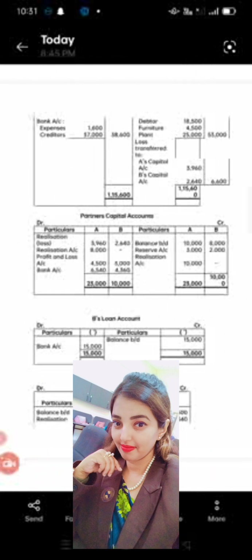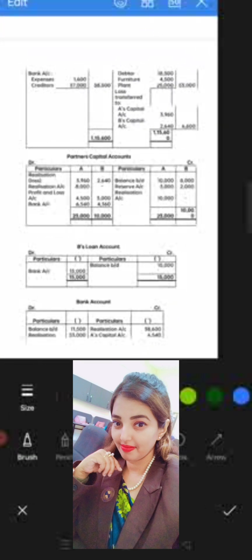Here, whatever is in the debit side you are going to take in the credit side, and whatever is in the credit side you are going to take in the debit side. Now, after taking all of it, when you settle all the amounts, you have to see which side is more, debit side or credit side. So here the credit side is A 23,000 and B 10,000. Put the same amount here, and total which side is more, this side is more.